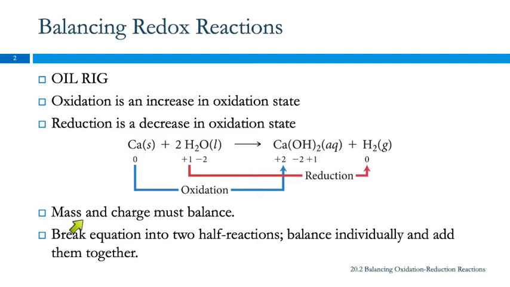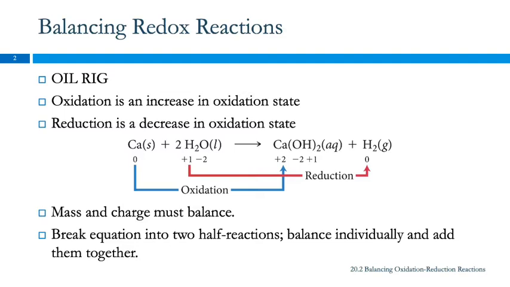So mass has to balance, and here we see there's a calcium and a calcium, 4 hydrogens and 4 hydrogens, 2 and 2, and 2 oxygens and 2 oxygens. But charge also must balance. And if you take a redox reaction and just balance it with respect to mass, it doesn't always work out that the charges balance as well.